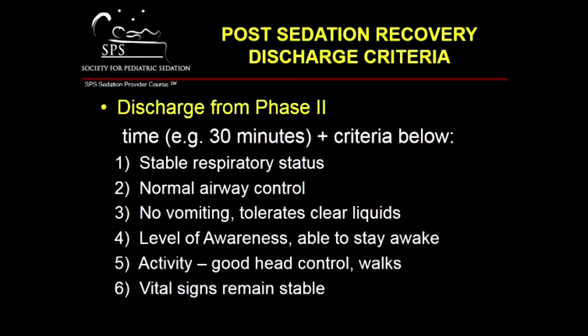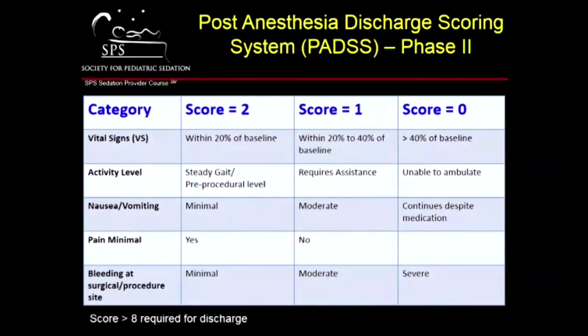There are a couple of patient groups that warrant special considerations. Many facilities use the post-anesthetic discharge scoring system for Phase 2 anesthesia patients, which was designed for patients recovering from general anesthesia. The elements include vital signs, activity, nausea and vomiting, pain, and surgical bleeding. While the score is designed primarily for post-surgical patients, aspects of the score are relevant to post-procedural sedation patients as well. Scores of greater than 8 are required for discharge.